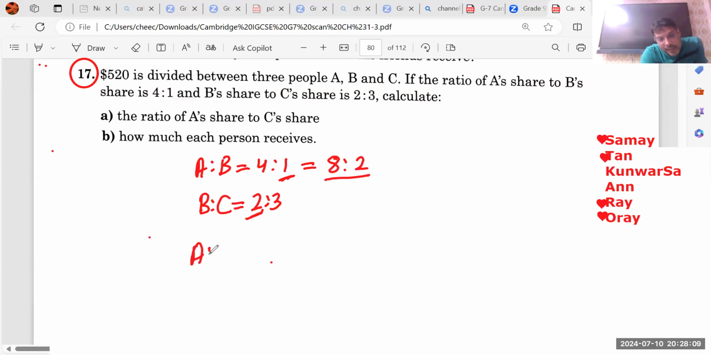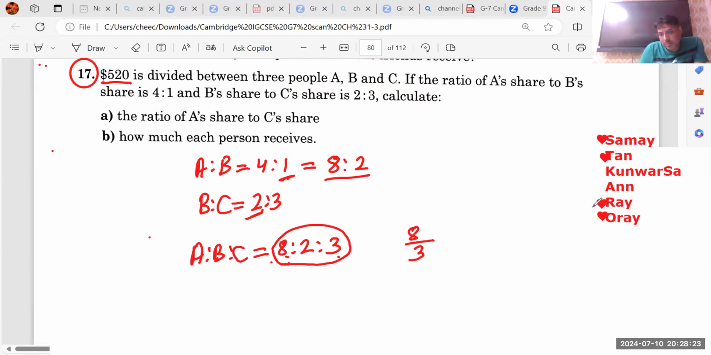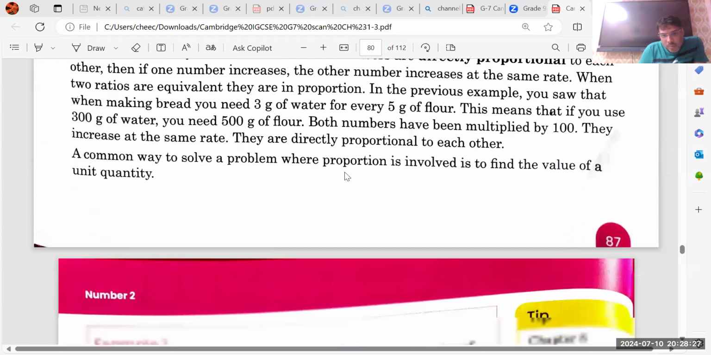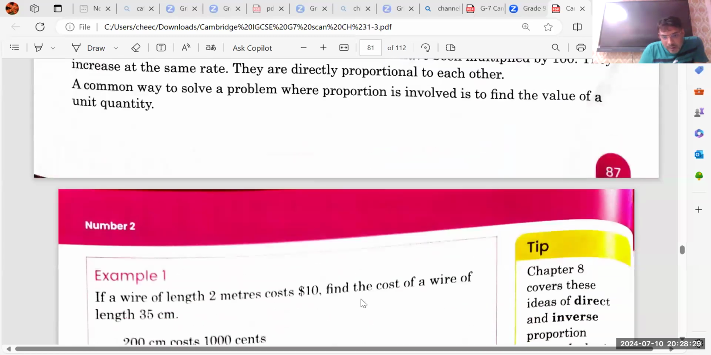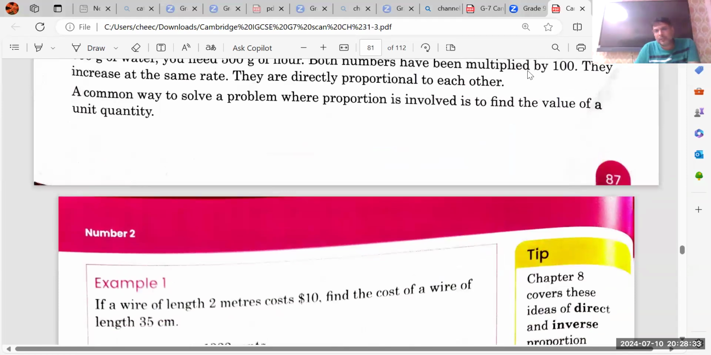Now your A is to B is to C is 8 is to 2 is to 3. So if you have to write A is to C, it will be 8 by 3. And now you can simply add the ratios and solve it. Understood? Understood, sir. So just circle this question in your book, you can circle it right now also. Everyone do example 1. First exercise over.